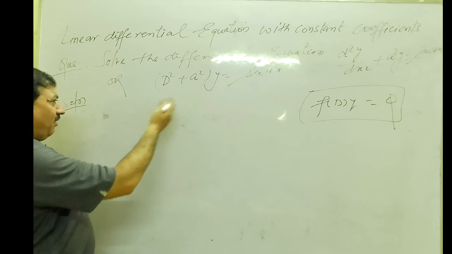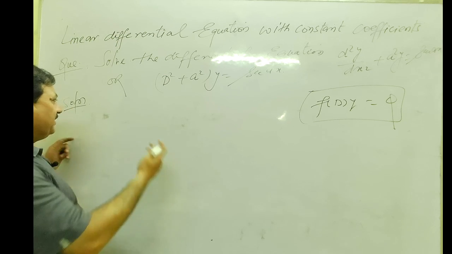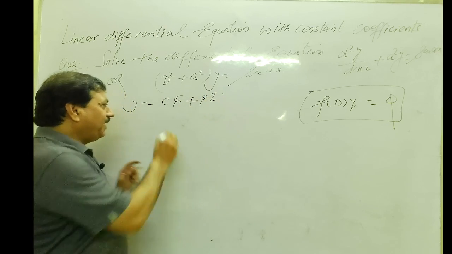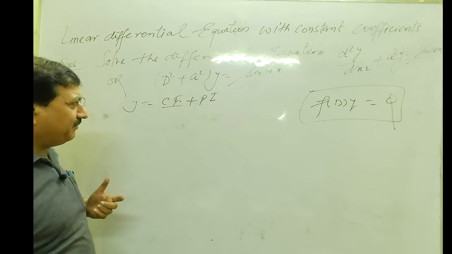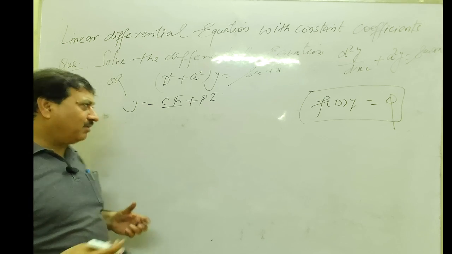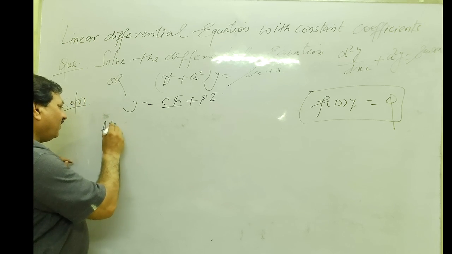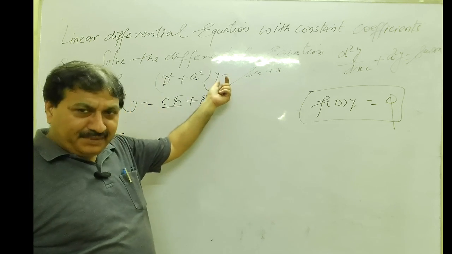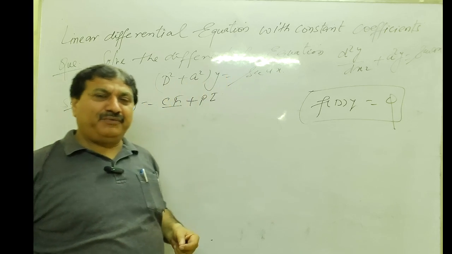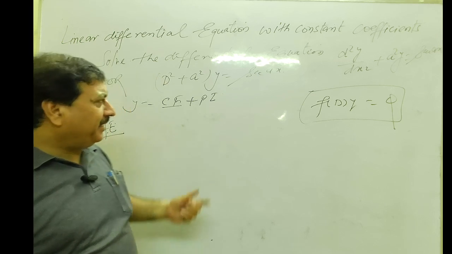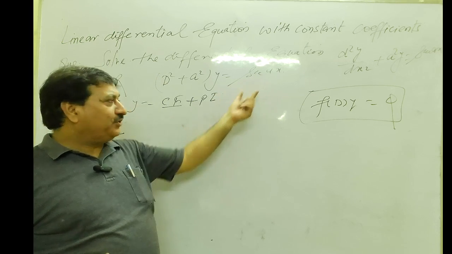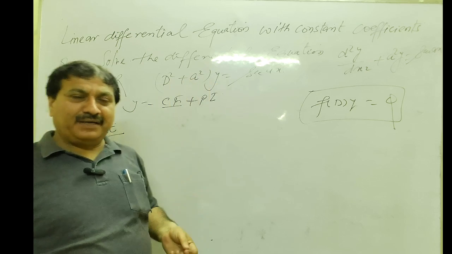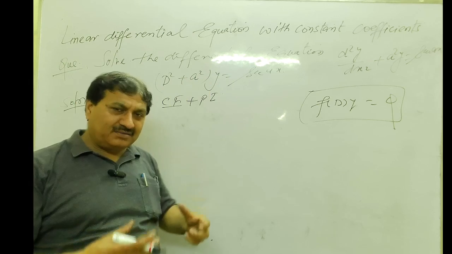First of all, find the complete solution of this question: y is equal to CF plus PI. First find the complementary function, CF. Now find the auxiliary equation. Auxiliary equation means equating the right hand side to 0, y replaced by 1 and D replaced by m.